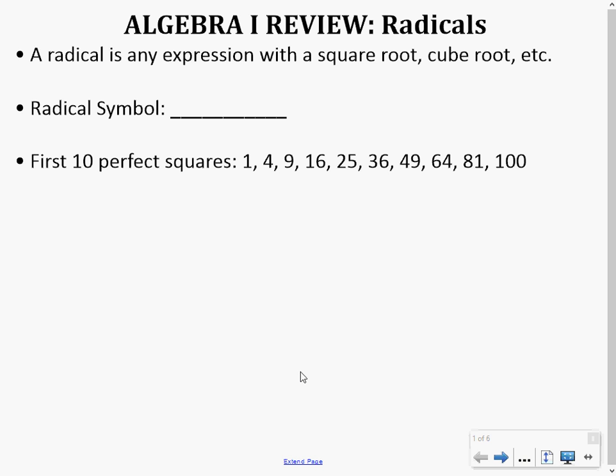Hi everybody, this is another Unit 4 video. We're going to do a quick Algebra 1 review over how to break down radicals, and then we're going to talk about a new method for solving quadratic equations called the square rooting method.